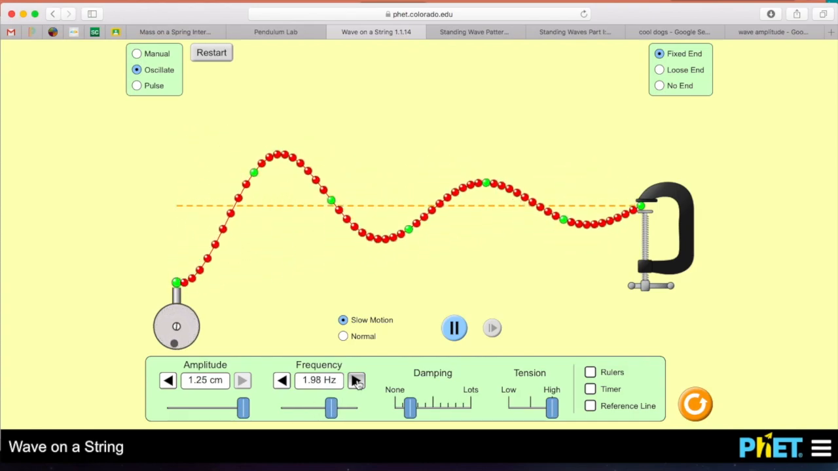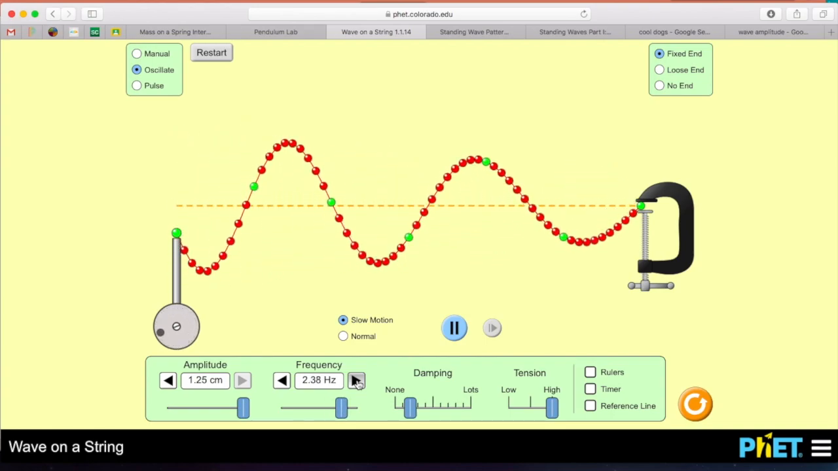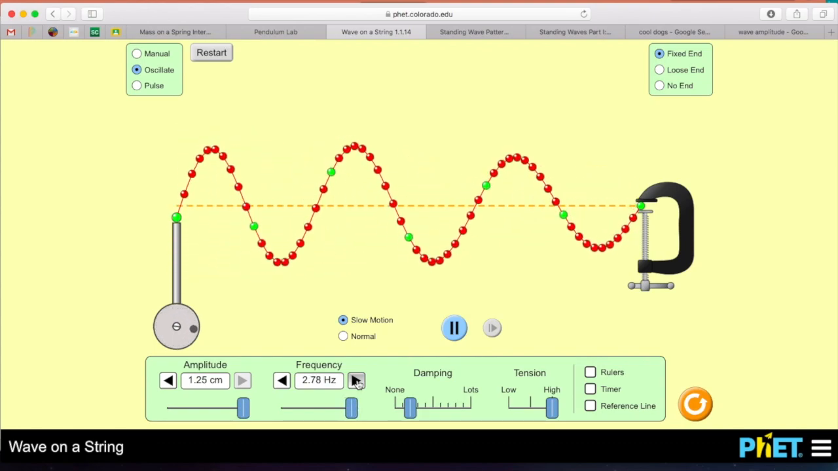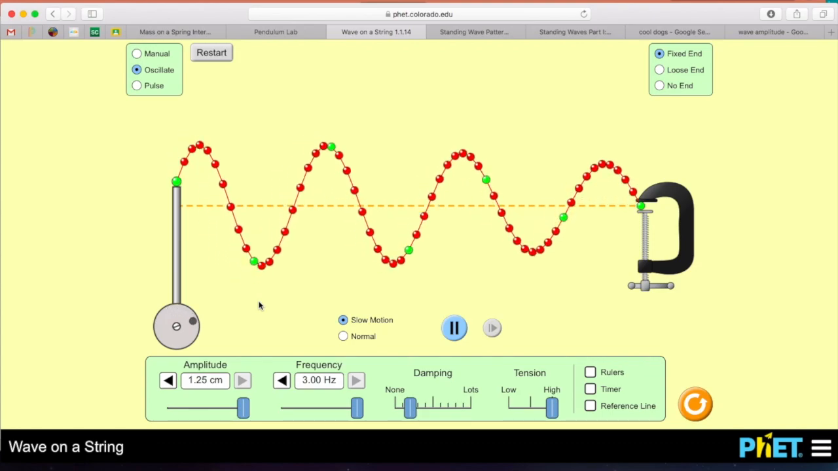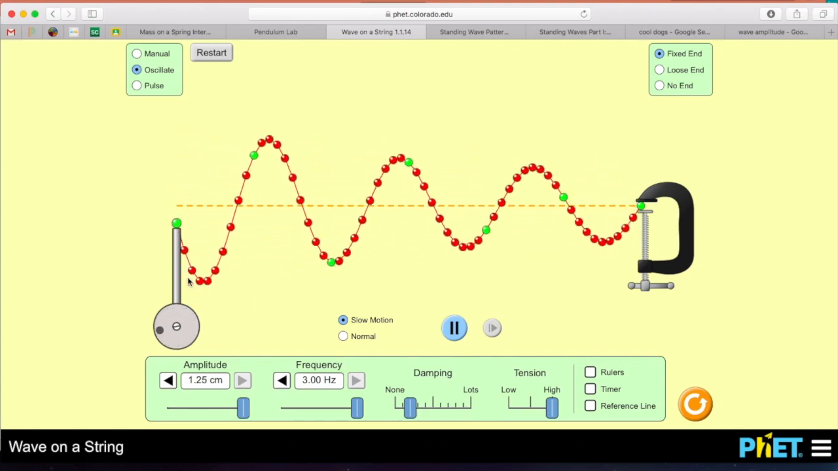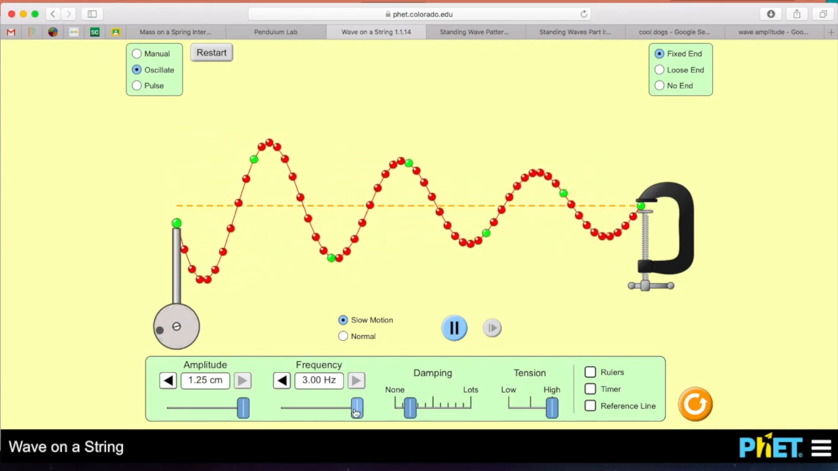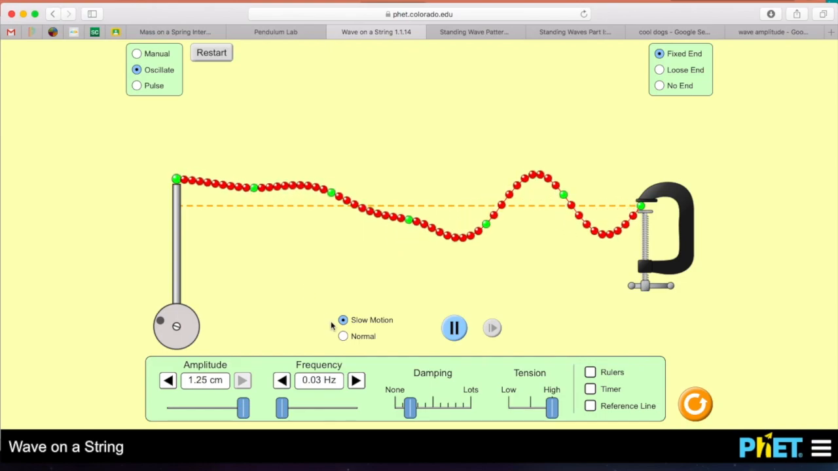You can see that this machine on the left side, the thing that's putting the energy in, is starting to oscillate faster and faster and faster. And so I have more waves passing through every single second. So the frequency would be the number of complete wave cycles passing through a substance every second. If I decrease the frequency, you can see I'm going to have much fewer waves passing through.